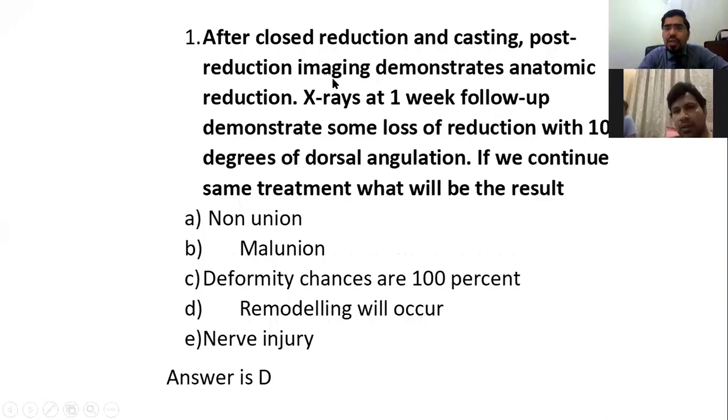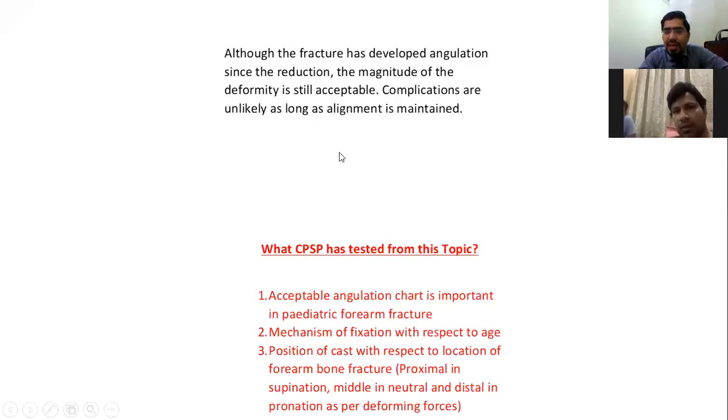Then there was a question about fractures of the pediatric population. What extent of angulation is acceptable in forearm fracture, femur fracture, tibia fracture, and distal radius fracture? As you can see in this question, the deformity was 10 degrees of dorsal angulation. So what was the answer? Remodeling will occur. Why? Because although the fracture has 10 degrees of dorsal angulation, there are still most likely chances that remodeling will occur. But CPSP has tested the acceptable angulation chart.